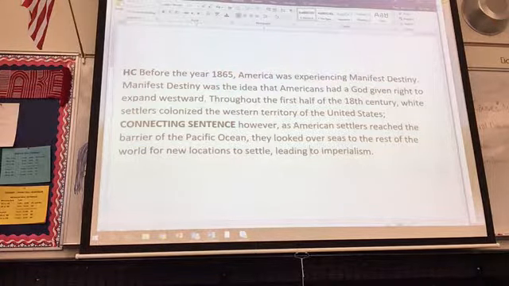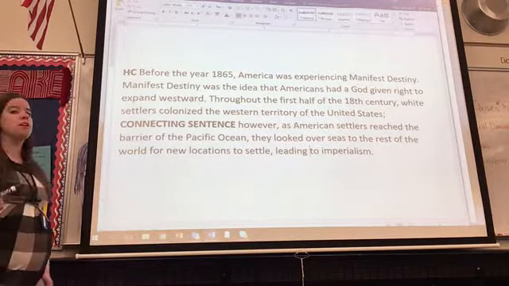Manifest destiny was the idea that Americans had a God-given right to expand westward. Throughout the first half of the 18th century, white settlers colonized the western territory of the United States. So that is my definition. Then I connect it by saying, however, as American settlers reached the barrier of the Pacific Ocean, they looked overseas to the rest of the world for new locations to settle, leading to imperialism.